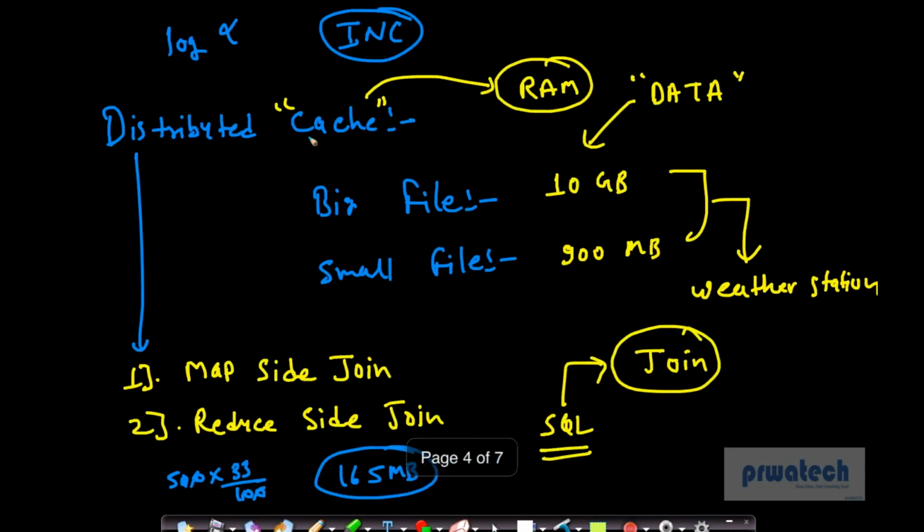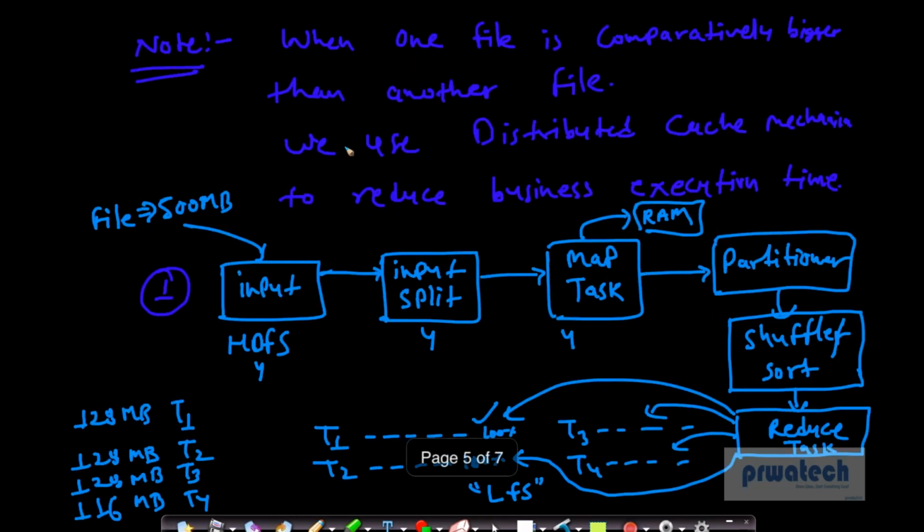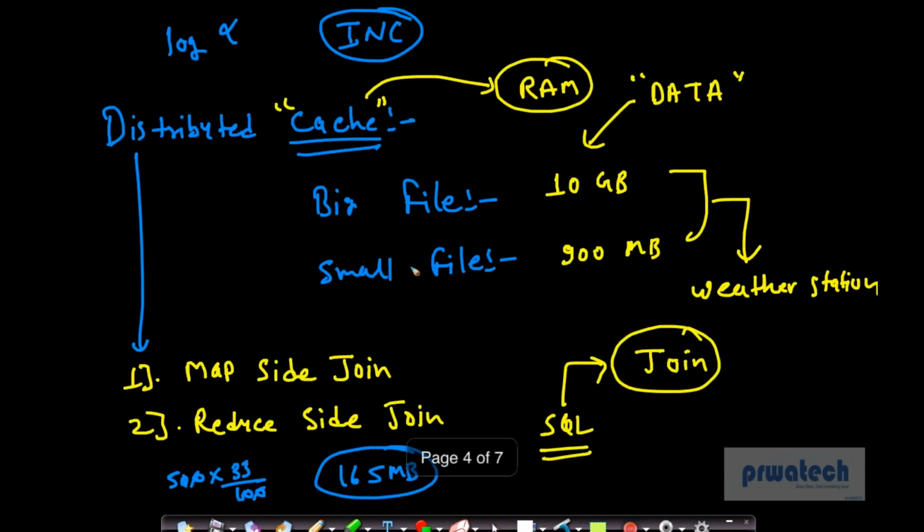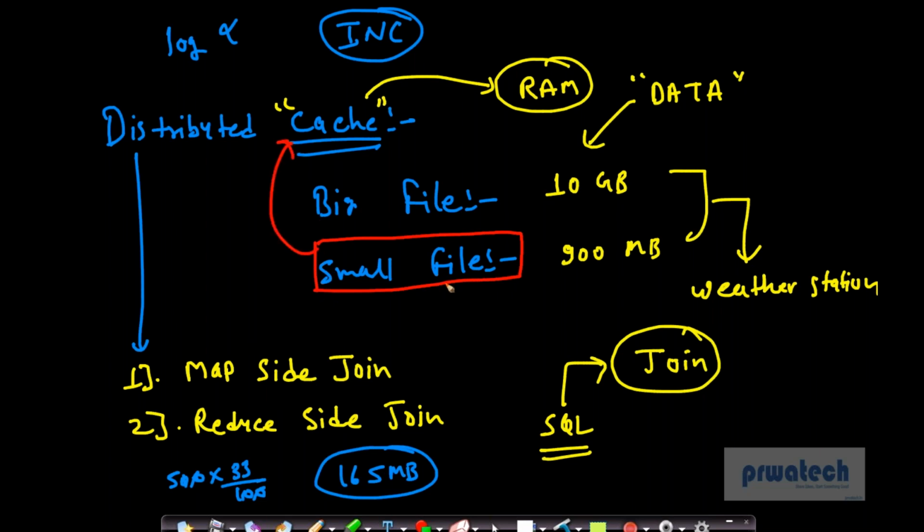That is the reason why I'm working with the distributed cache, but only in the scenario when I have one file comparatively bigger than the other one. Then I'll only apply distributed caches. What this distributed cache will do, it will store this small file in cache. So we need to add one property and define the size. So this 900 MB data will be actually cached in my RAM.